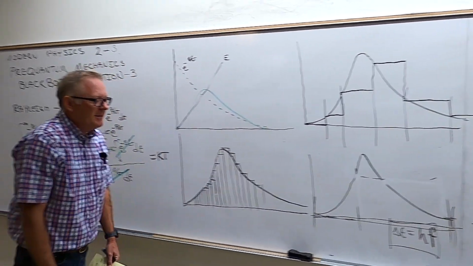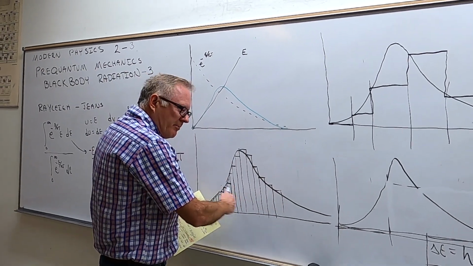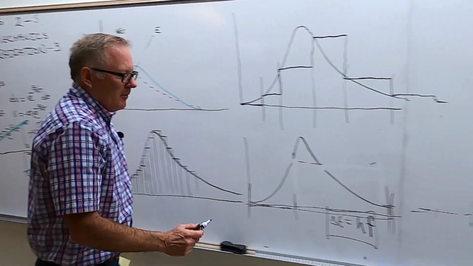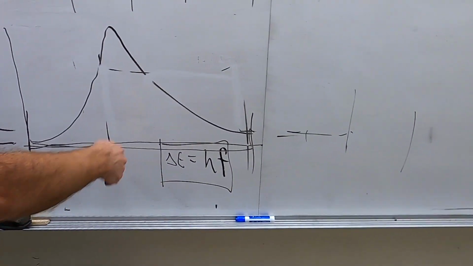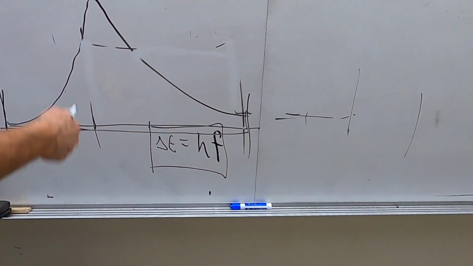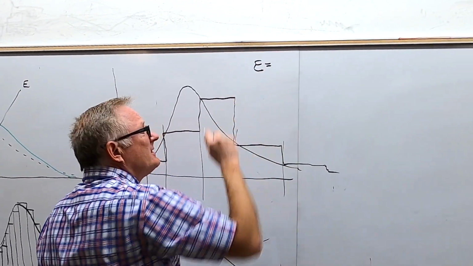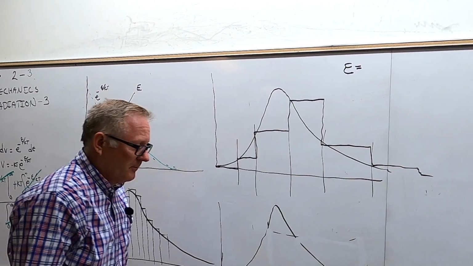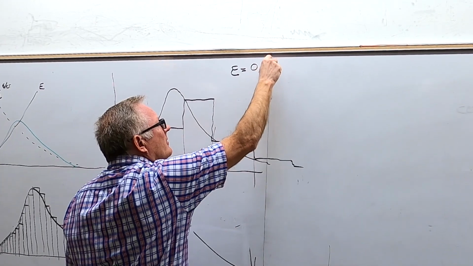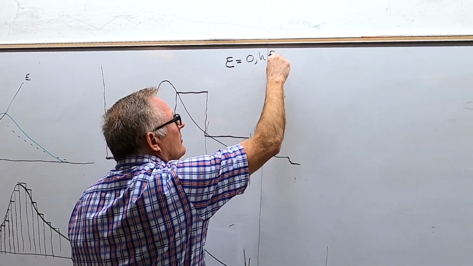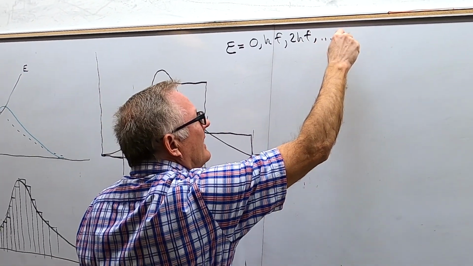If I just let my energies not be continuous, but they can only be in certain values, hf, or 2hf, or 3hf, or 4hf. So this energy, he actually said for any oscillating system, the energy can only be 0, or hf, where h is some constant, 2hf, ... nhf.